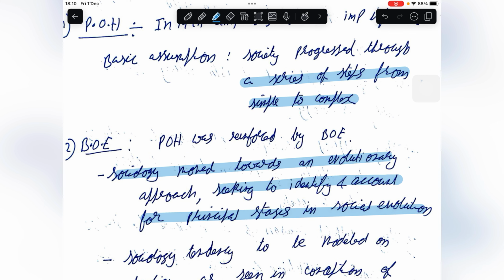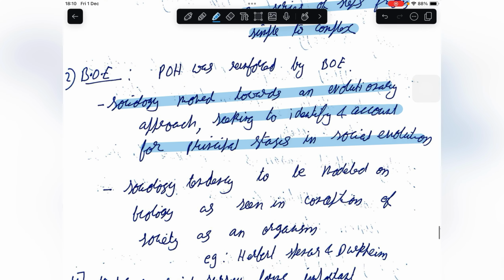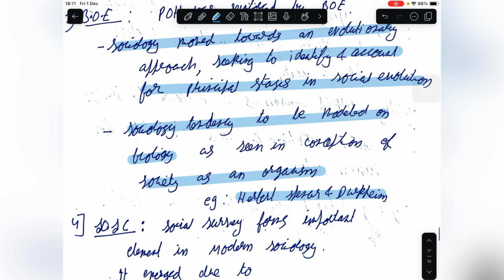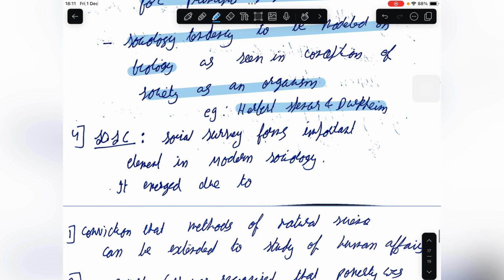So we already talked, right? Charles Darwin and stuff. That's what this talks about. Sociology's tendency to be modeled on biology. This is what the biology of evolution means, as seen in the concept of organism by Herbert Spencer and Durkheim. So these three, and social surveys. Social surveys form an important element in modern sociology.